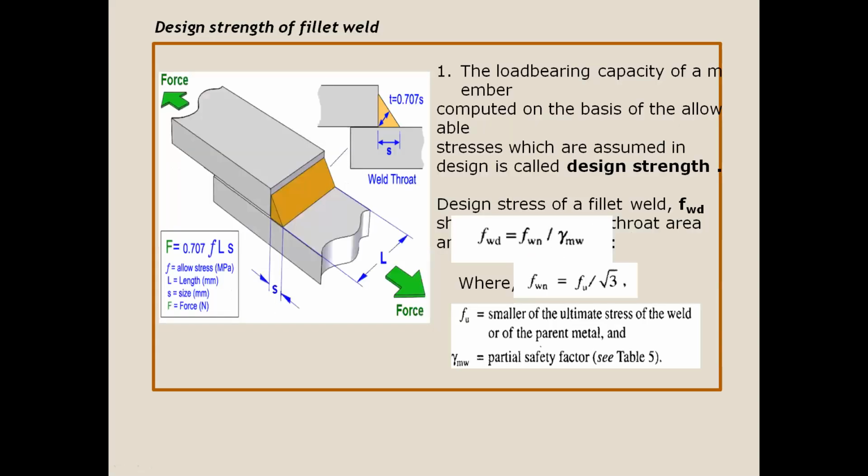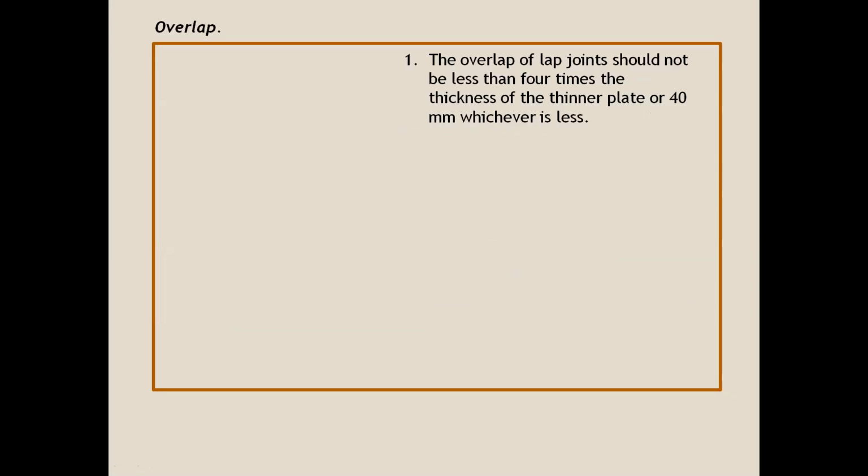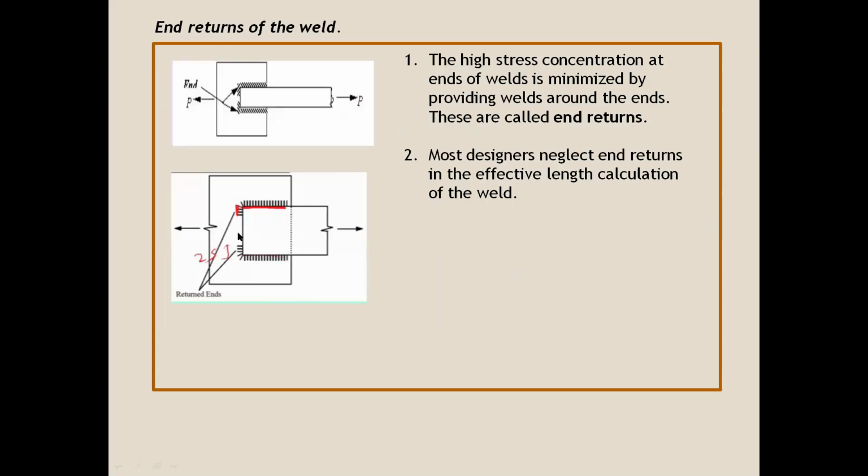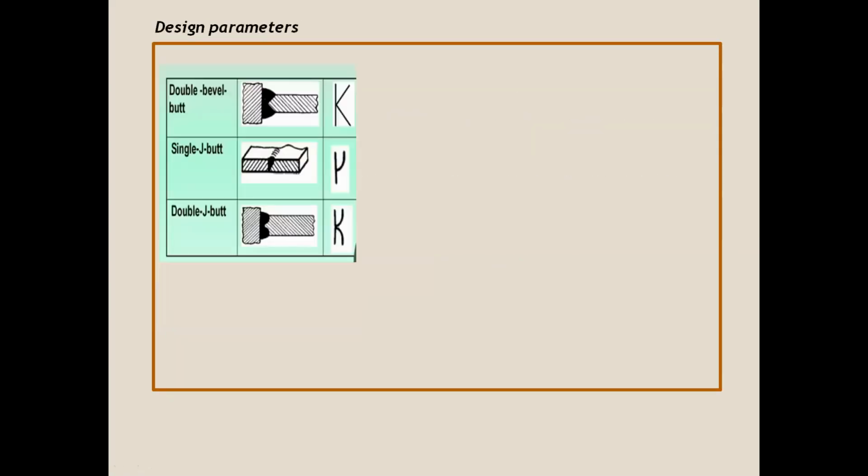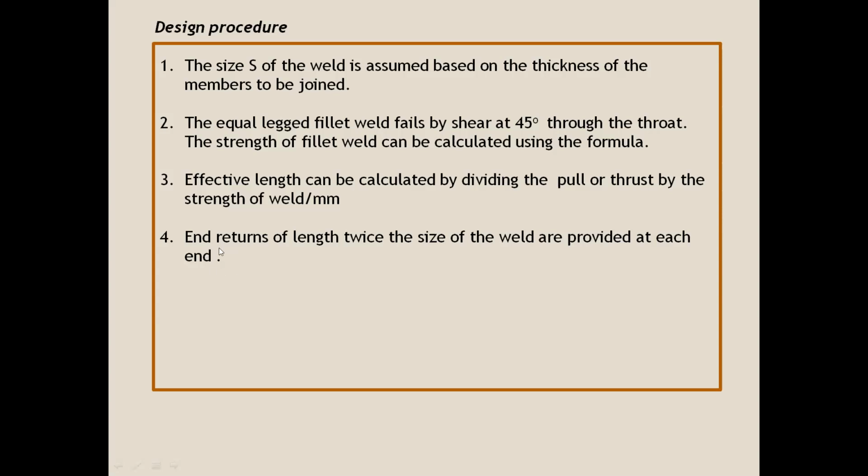This point was already discussed. See, the end returns of the weld are twice the size of the weld. This is twice the weld size for end returns. You have to follow this formula to calculate the fourth point of the design procedure. This is the fourth point: end returns of length twice the size of the weld are provided at each end.